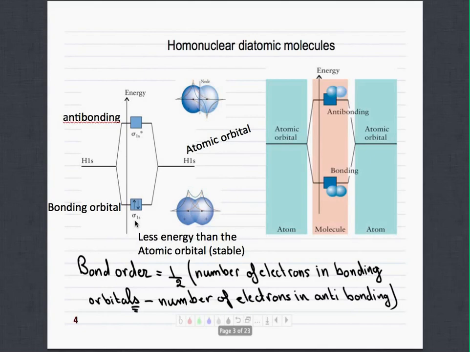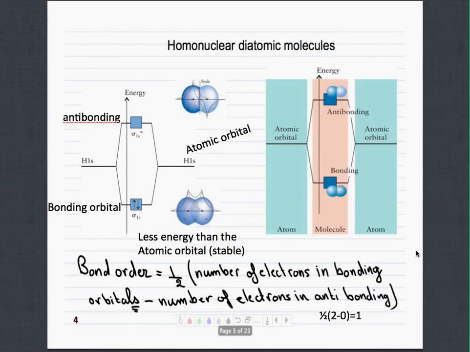bonding molecular orbitals. So I'm going to do the bond order for hydrogen. The bond order equals half the electrons in the bonding. This is the bonding one, so I have 2 electrons there, minus the number of electrons in the anti-bonding, so it is 0. So the bond order is 1, and that makes sense because according to the Lewis structure, hydrogen has 1 sigma bond, that means the bond order is 1.